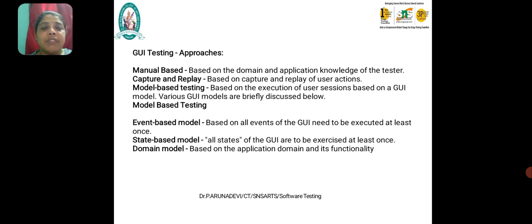So these are some of the approaches used in GUI testing. First one is manual based, second one is capture and replay, third one is model based. The third, model based, can be categorized into event based model and state based model, and nowadays they are also using a domain based model. Manual based means it is domain and application knowledge that is used for the testing purpose. Capture and replay means it will perform the operation based on capture and replay.